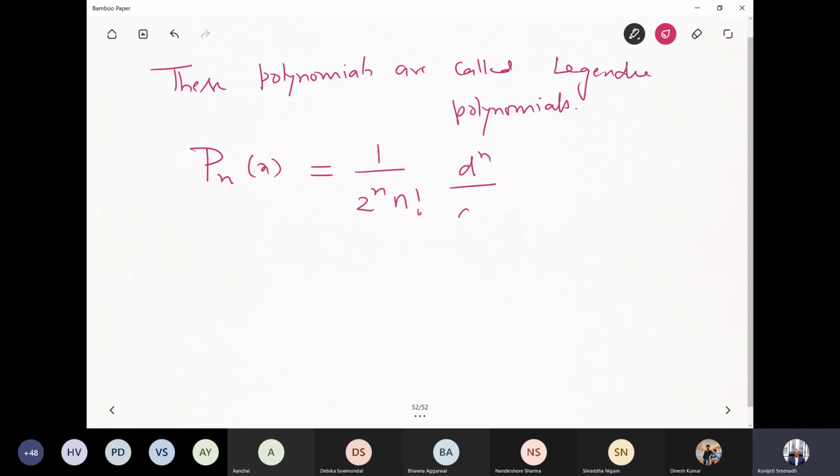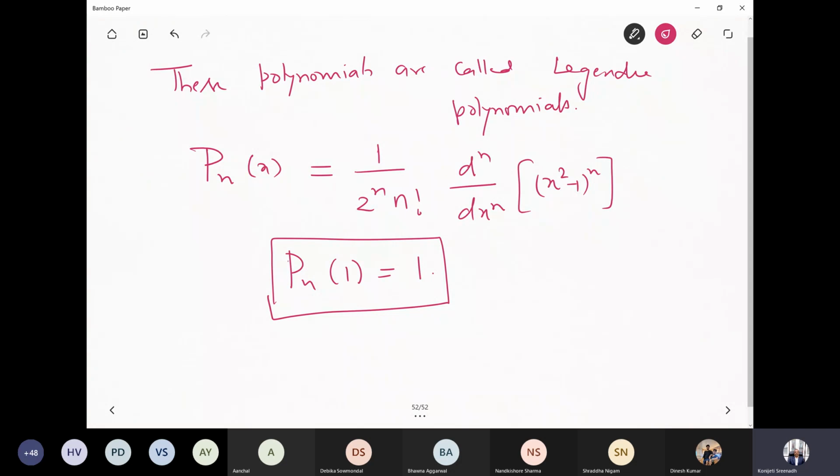It is d^n by dx^n of (x squared minus 1)^n. These constants are chosen in such a way that Pn at 1 is going to be 1. With this normalization constant, 1 by 2^n factorial n, the constant is chosen in such a way that Pn at 1 becomes 1. These polynomials are called the Legendre polynomials.